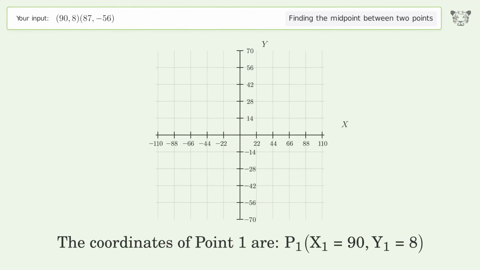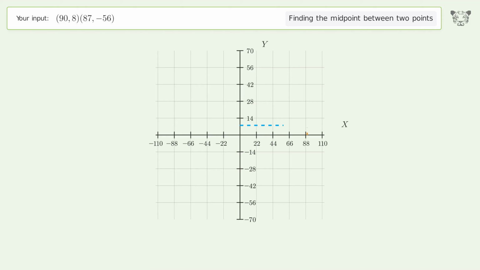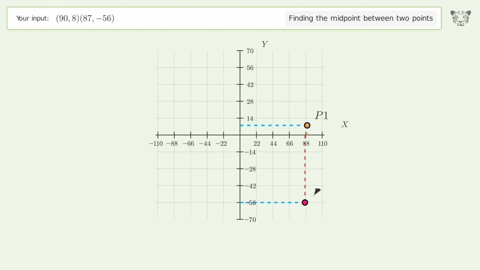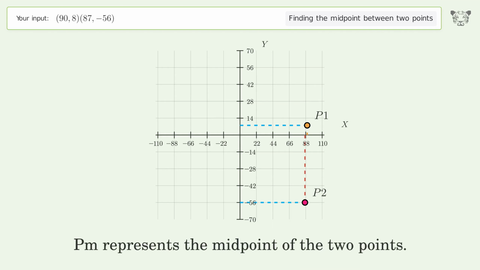The coordinates of point 1 are x1 equals 90, y1 equals 8. The coordinates of point 2 are x2 equals 87, y2 equals -56. PM represents the midpoint of the 2 points.